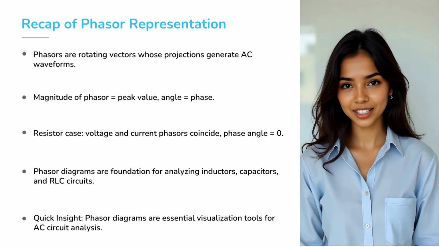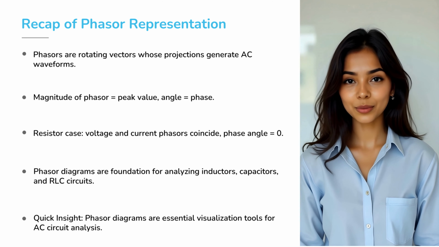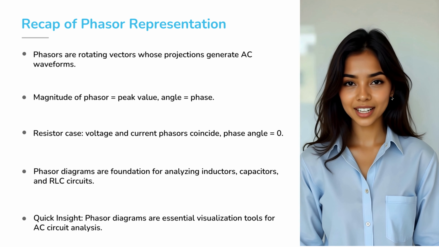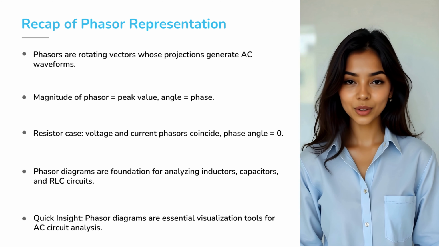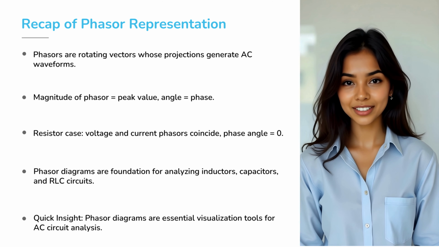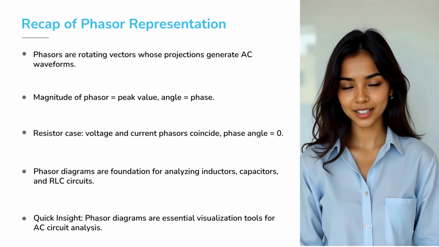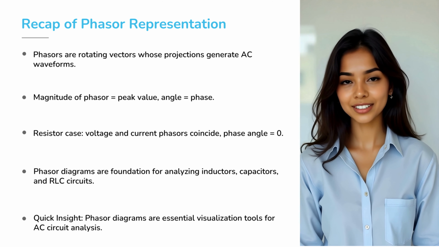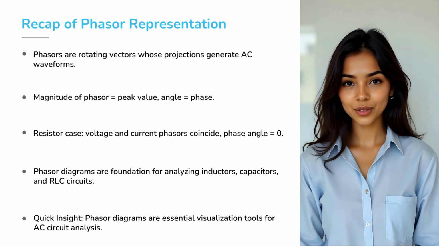Their lengths represent peak values, their angles represent phase, and their vertical projections generate the familiar sine waves. For a resistor, the voltage and current phases coincide, phase angle 0, but with inductors and capacitors we'll see interesting phase shifts, and phasor diagrams will guide us through. In short, phasors are the bridge between the mathematics of AC and the geometry we already know.